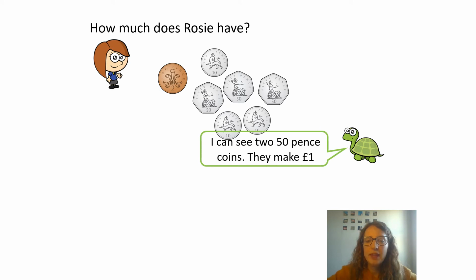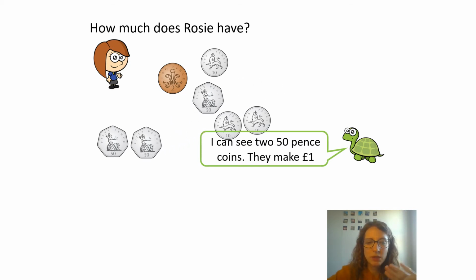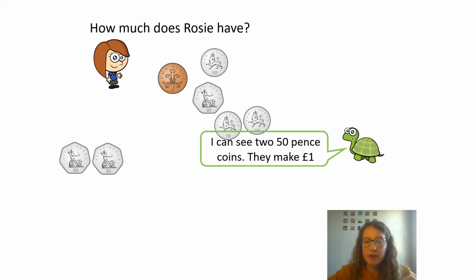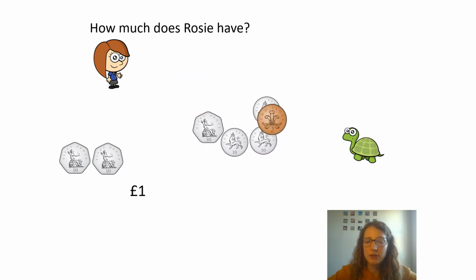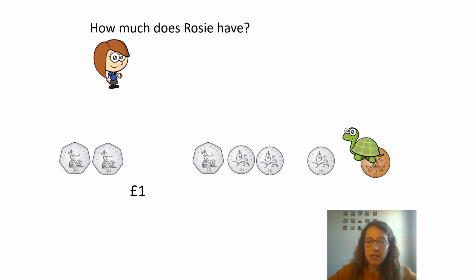Okay, so Tiny's helping us out a little bit. He can see 2 50p coins, and we know straight away that that makes £1. Okay, so we're going to move them to one side. All right, so now we're left with these coins. Okay, so let's have a look at what else we've got. So we've got £1 and add these, so 50, 60, because we're adding 10, 70, 80, and then we've got to add the 2, so what's 80 add 2? Okay, so all together, it's got £1 and 82p.